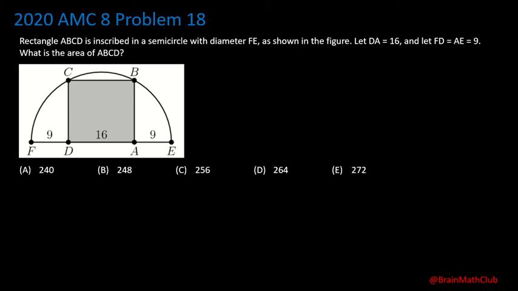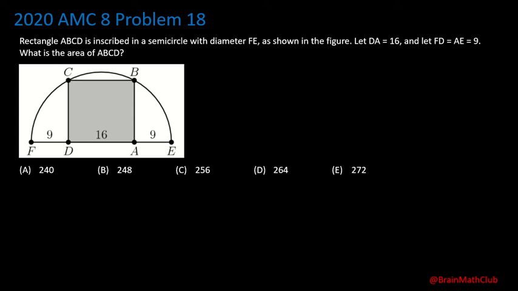A. 240, B. 248, C. 256, D. 264, E. 272. Well, usually when we get a geometry problem like this, we would start by making a diagram. Luckily, we're given a diagram and the sides are already labeled. So now let's see how we can solve it.